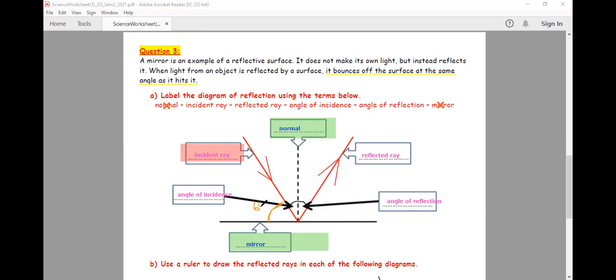Let me say, Miss Fatin told you, this angle, this one, is equal to 60 degrees. And she told you, please calculate or find the measure of the angle of incidence and also the angle of reflection. Go. How much is the angle of incidence and how much is the angle of reflection? So are they going to be the same? They're the same.